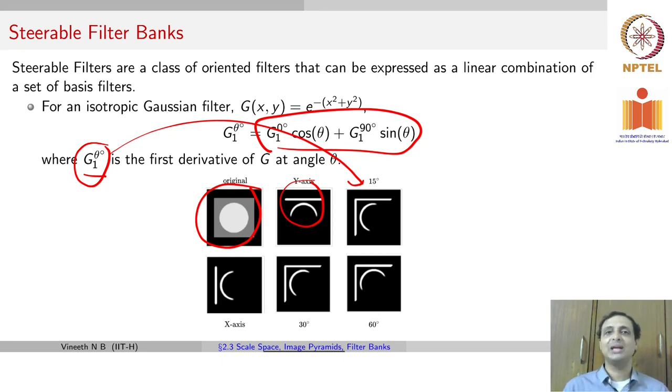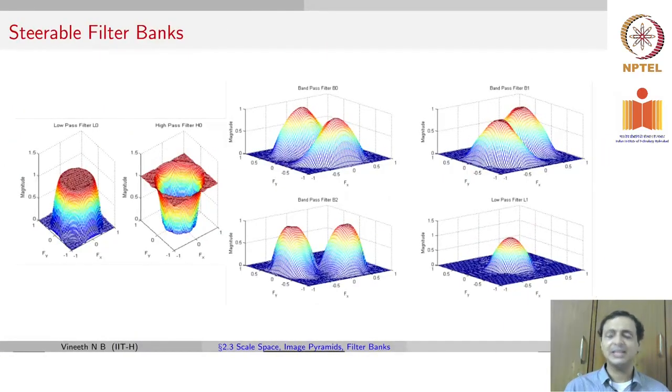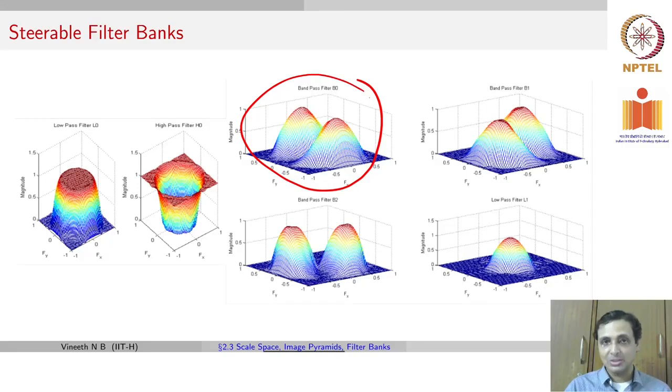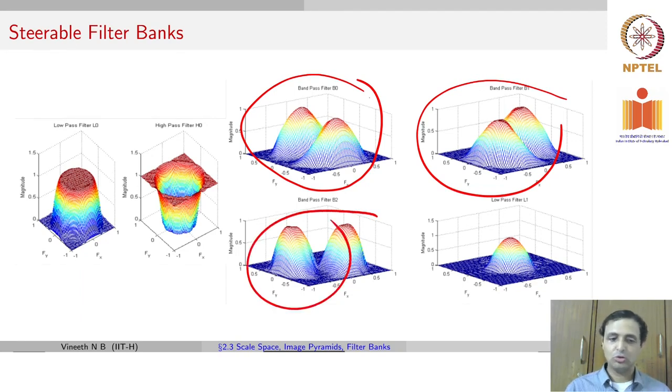Gabor filter banks was one example that could be used to extract textures from images. Steerable filter banks are another example that could be used to extract textures from images. Here is another illustration of steerable filter banks, where you can take, say, a bandpass filter B0. As you can see, this bandpass filter allows a certain set of frequencies to pass through. Another bandpass filter B1, B2, so on and so forth. You can have a low pass filter, so on and so forth.